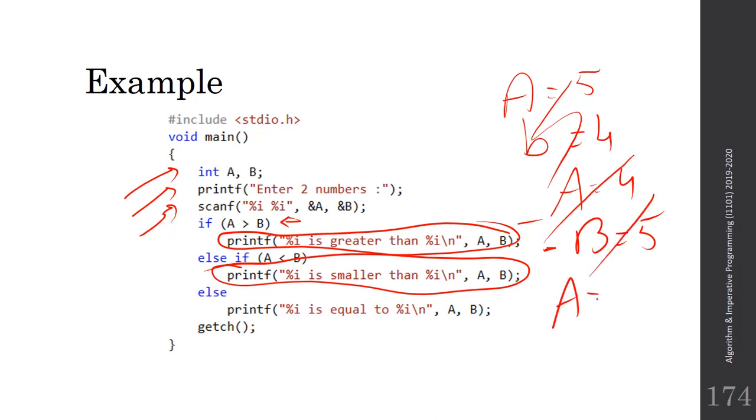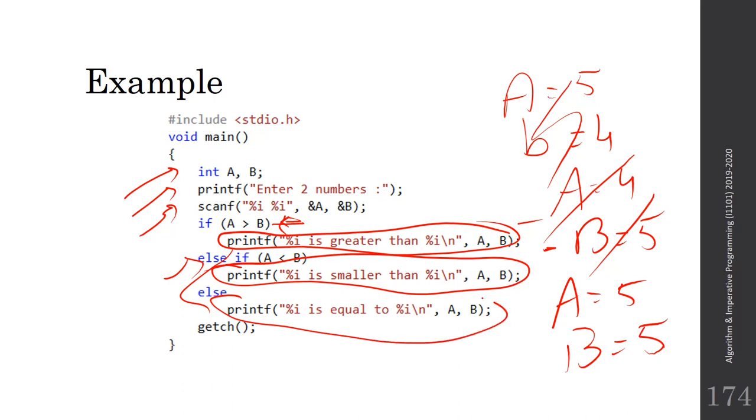So what if A is equal to 5 and B is equal to 5? A is not greater than B. I will move to the else. In else I have a new instruction, which is if and else. So is A less than B? Obviously no. So at the end I don't have any more conditions. I will display on the screen that 5 is equal to 5.